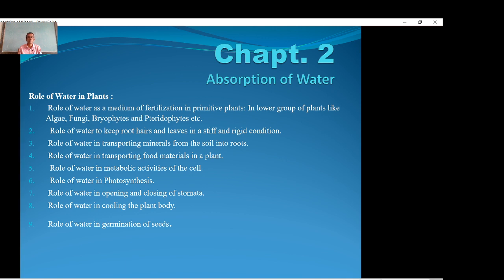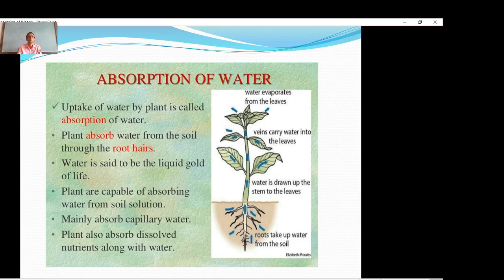These are the topics we saw under the role of water in plants. Then we go towards the next important topic, which is the absorption of water. First of all, we see what is meant by absorption of water, means the definition. Absorption of water means uptake of water by the plant is called absorption of water.